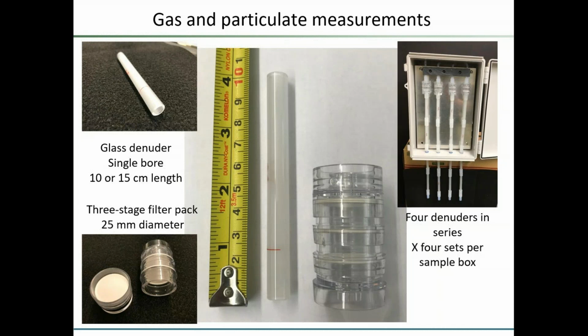It employs a three-stage filter pack that, again, you can configure to whatever particulate species you're interested in. So maybe that's a Teflon filter for collection of ammonium nitrate and ammonium sulfate, and a backup filter to collect the nitrate that might volatilize off the primary filter. So you can configure the filter pack however you like.